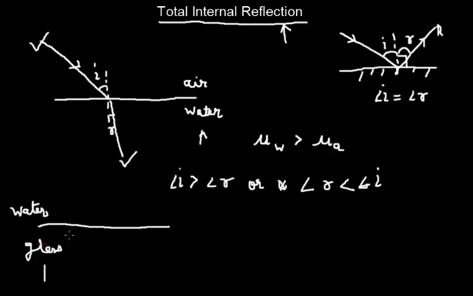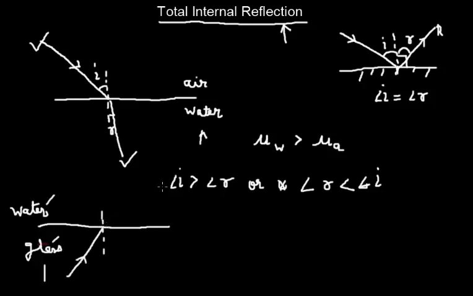So here this is the rarer medium and this is the denser medium, and suppose light is coming from the denser medium. Here this will be the incident ray, and we will draw a normal here. This is the point of incidence. So what will happen after refraction?